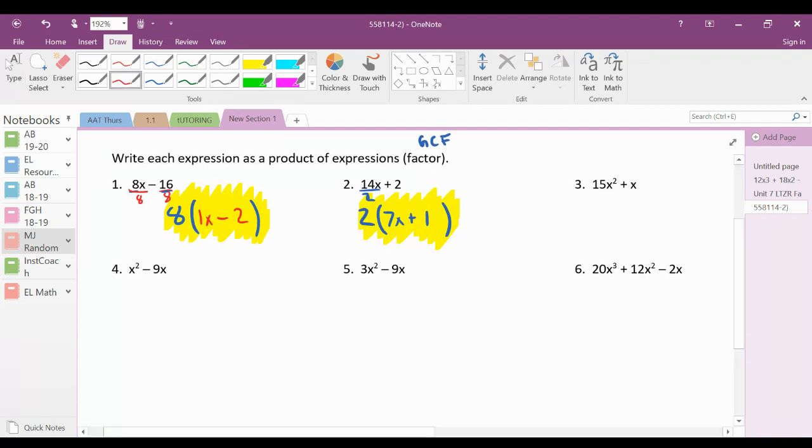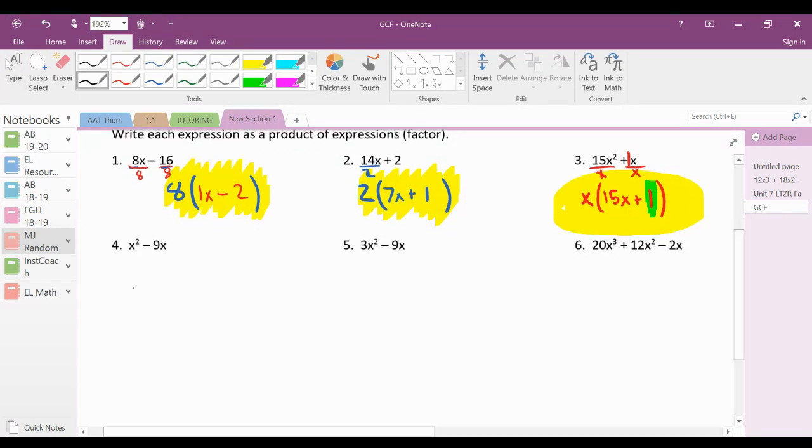Number 3. 15 and 1 only have a 1 in common. And x squared and x, I can factor out an x. Most people will probably just write that as x as our GCF. 15x squared divided by x and x divided by x leave us with 15x plus x divided by x is 1. Make sure you have the 1 there and not just 0 or nothing there. And this is our final answer: x times the quantity of 15x plus 1.